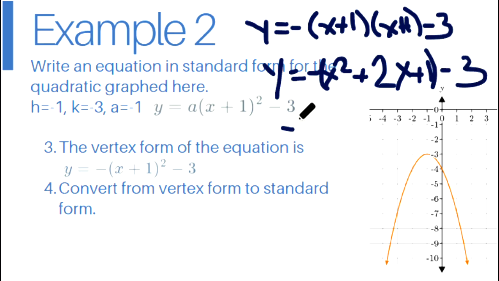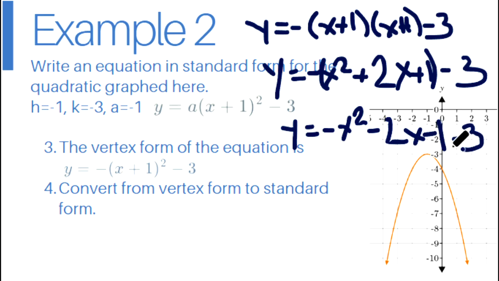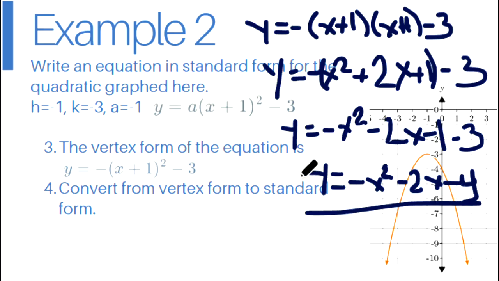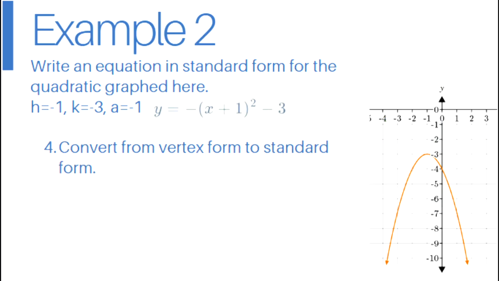Now we have y equals, we need to distribute this negative. So we have negative x squared minus 2x minus 1 minus 3. Then we have y equals negative x squared minus 2x minus 4. And this is our final form. Okay. Convert from vertex form to standard form, which we just did.